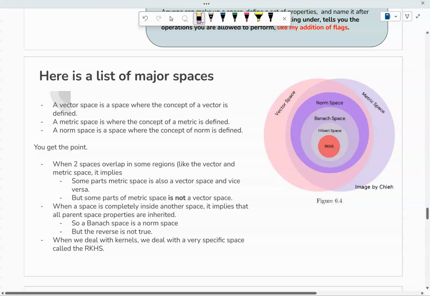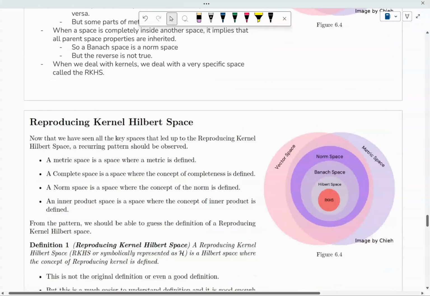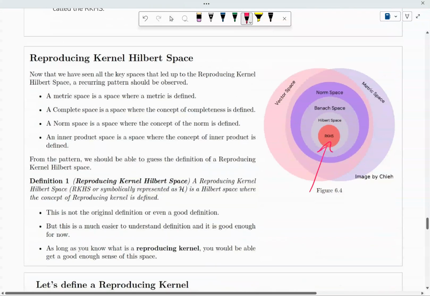So each one of these spaces has certain operations defined. Vector space: vector addition, subtraction. Norm space: the concept of norms is now defined. Banach space, or Hilbert space: the concept of inner product is defined. And RKHS therefore has all these spaces defined. So the reproducing kernel Hilbert space, also known as RKHS, is a very specific space that essentially has the properties of all of these things, and it's defined.